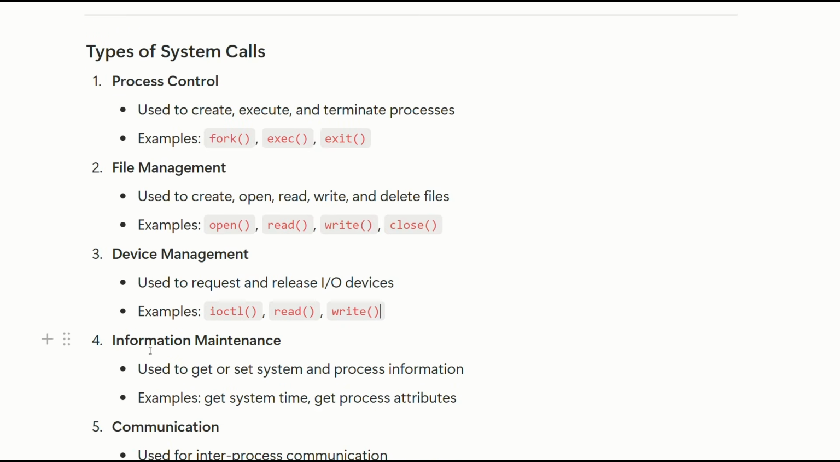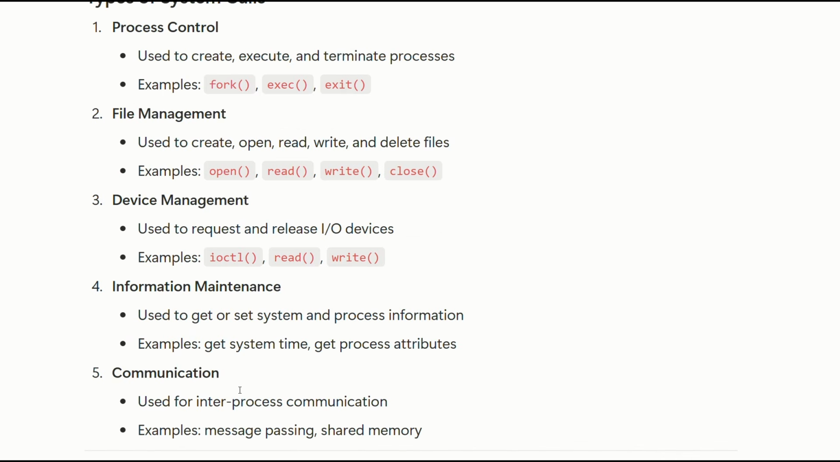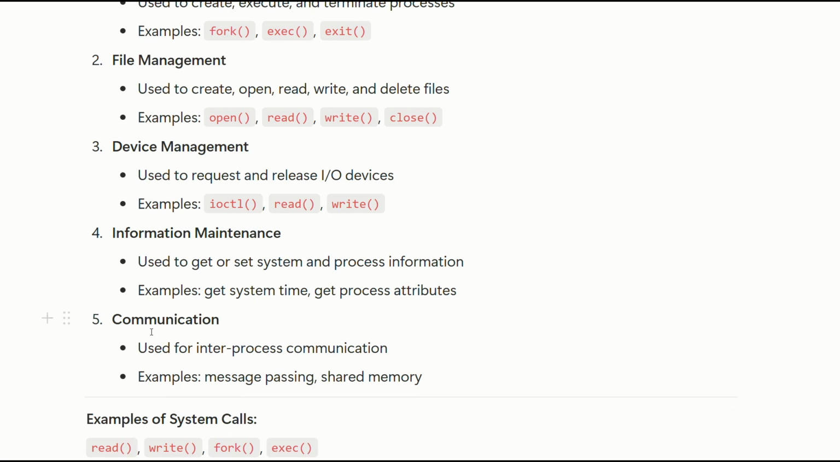Now the next one is information maintenance. It is used to get or set system and process information. For example, get system time, get process attributes. So this comes under information maintenance. Now the next one is communication. It is used for inter-process communication. Examples, message passing, shared memory.